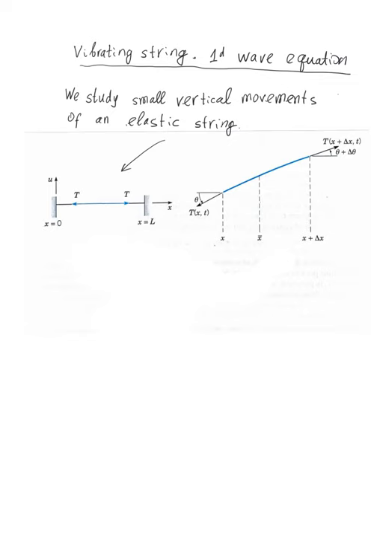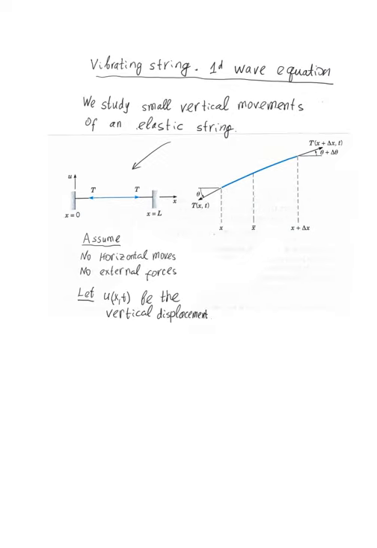We are going to study only a small vertical movement of that string, so we assume that there are no horizontal movements. And if there are, we just consider them too small and disregard. Moreover, we assume that there is no damping in this model. Denote by U the vertical displacement at point x at time t. We denote the tension along the string by the capital T. It's the same at all points of the string.